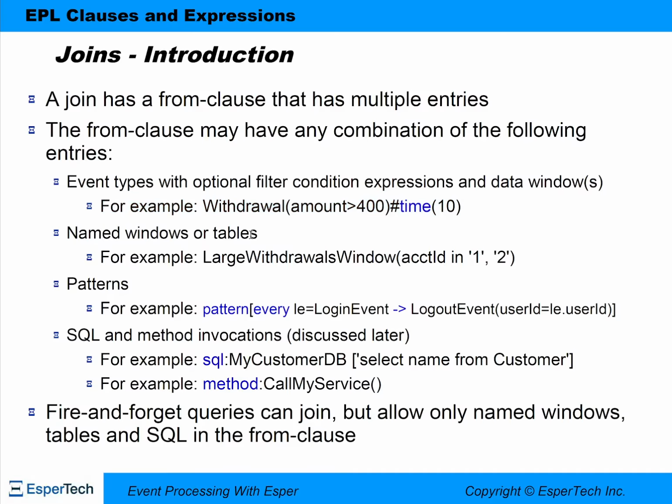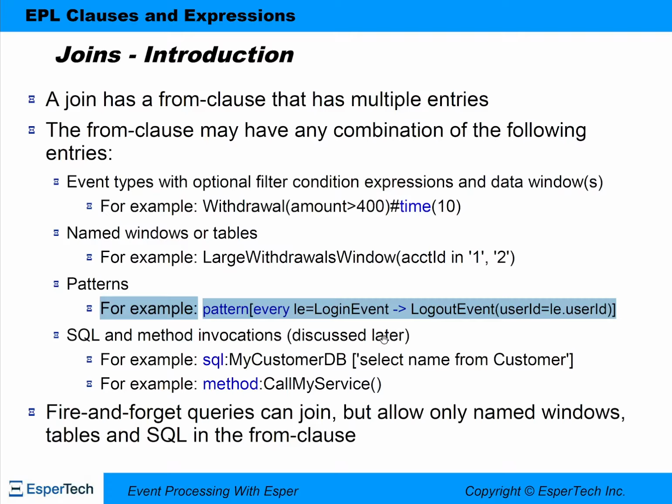The from clause can list named windows or tables. For example, LargeWithdrawalsWindow(accountId in ('1', '2')), assuming that LargeWithdrawalsWindow is a named window. The from clause can have patterns. For example, pattern [every LE=LoginEvent -> LogoutEvent(userId = LE.userId)].